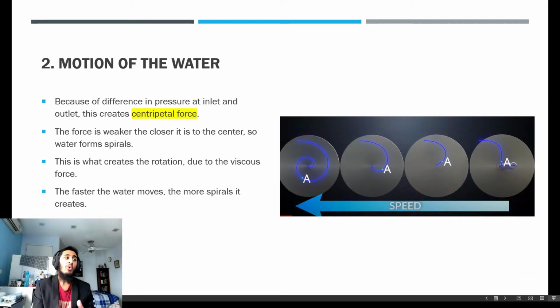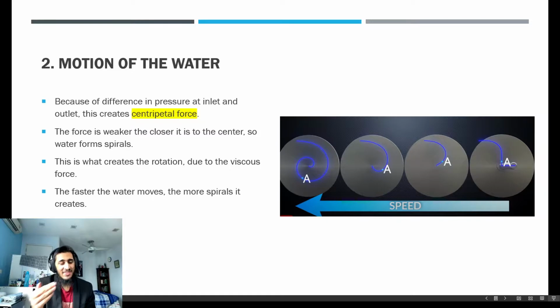So now we know, for one, that there is a difference of pressure between the inlet and the outlet, so the water is naturally going to try and move to the center. But there's also a very strong force from the inlet because of the high pressure. So we have one force going downwards, and we have another force going tangential to the circle. So this creates a resultant force of somewhere in the middle, right? And this force is applied at every single point, which creates a spiral.